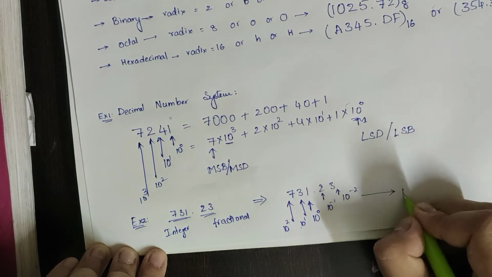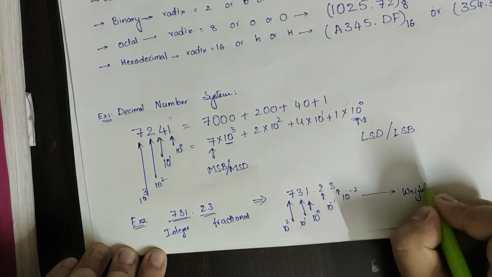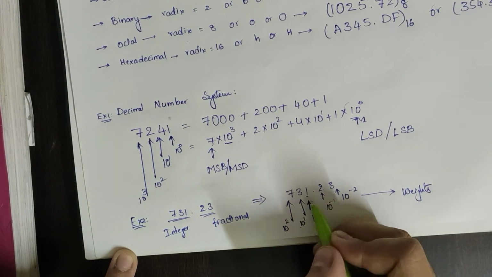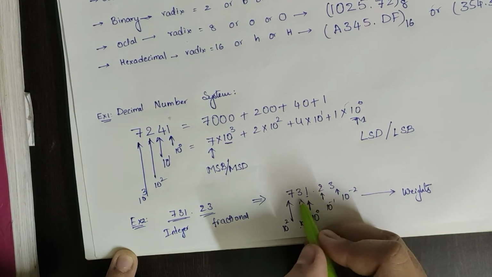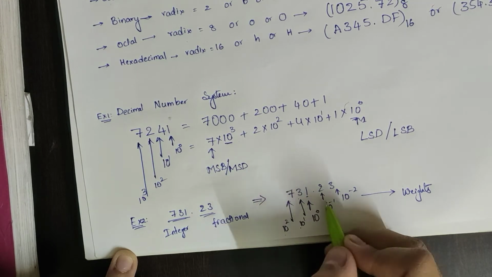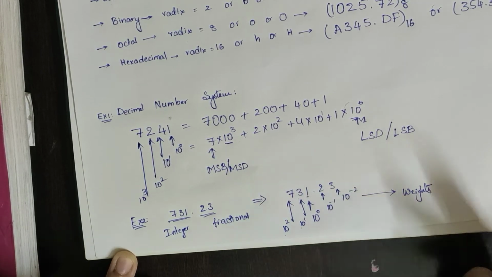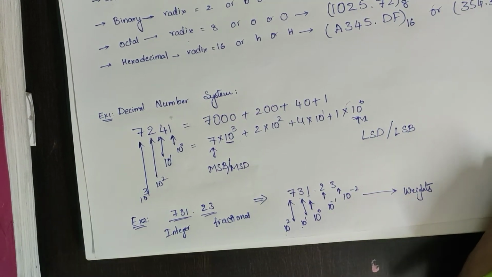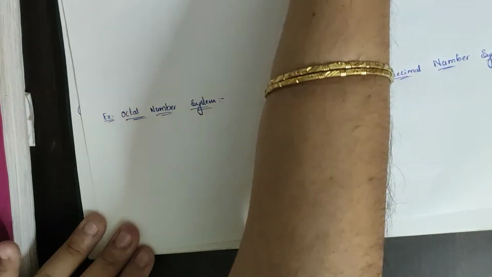These are called weights. Weights for each digit. So the weight for the first digit is 10 power 0, and this is 10 power 1, 10 power 2. This is 10 power minus 1, 10 power minus 2, and so on. That is how we will represent the decimal number system.